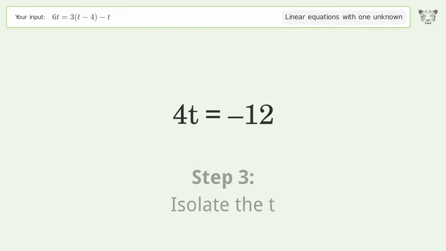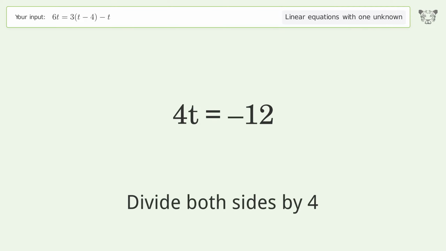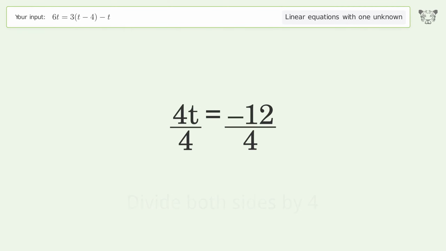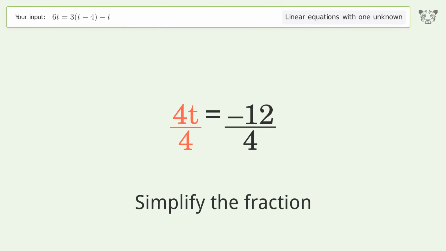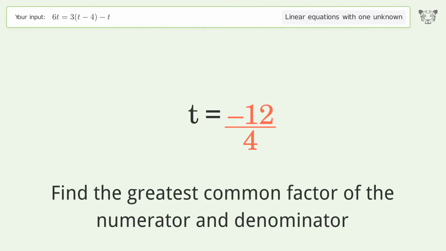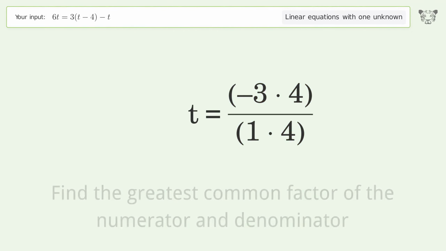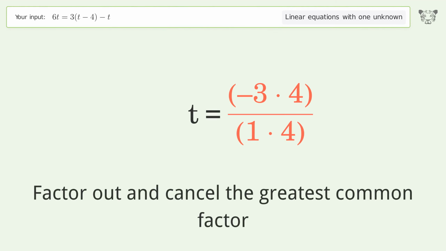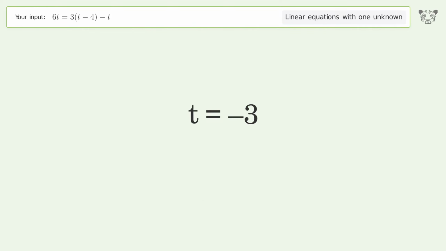Isolate the t. Divide both sides by 4. Simplify the fraction. Find the greatest common factor of the numerator and denominator. Factor out and cancel the greatest common factor. And so the final result is t equals -3.